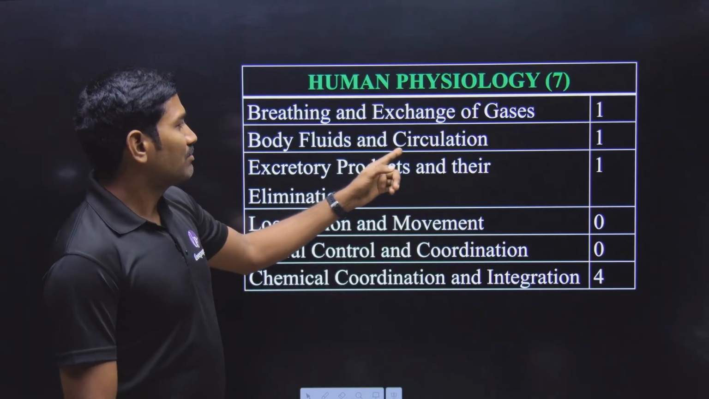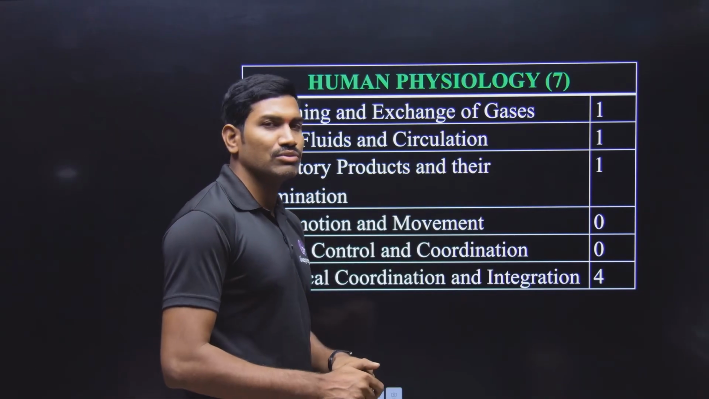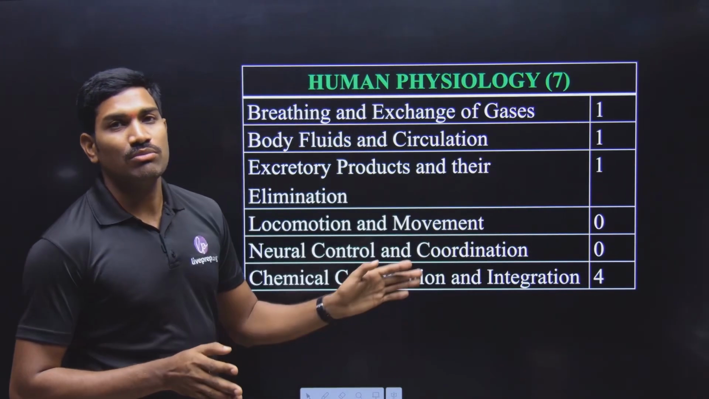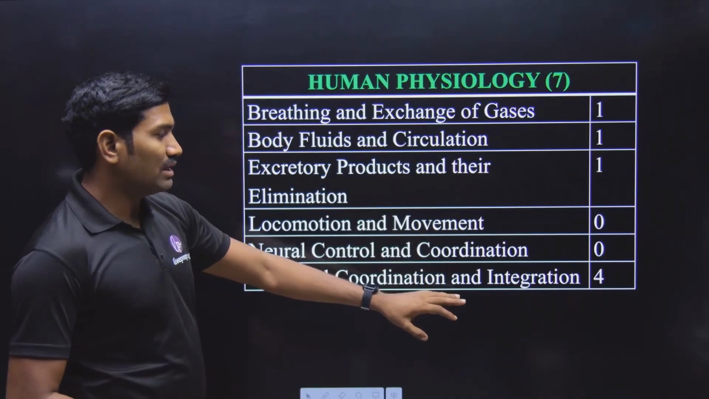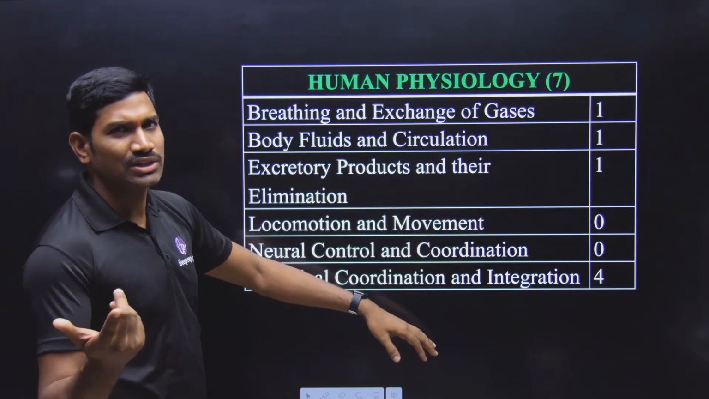That's it. And from body fluid circulation, 1 question. From excretion, they have asked 1 diagram based question. So in this way they have given, but overall, the weightage for human physiology got reduced hugely. On average, they have asked just 1 question.